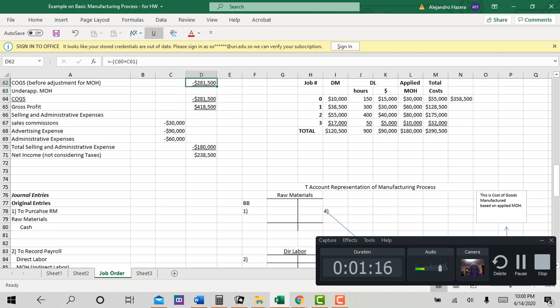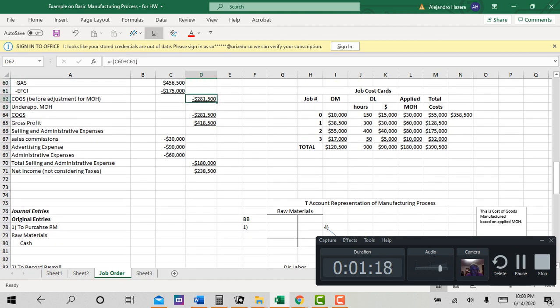We're going to start by emphasizing two things. One is something called job cost cards. Now this is a job order system, and let's say these could be cars. Let's say there are 4 cars in the job order system: 0, 1, 2, and 3. Let's say they're Rolls Royces or some very custom product.